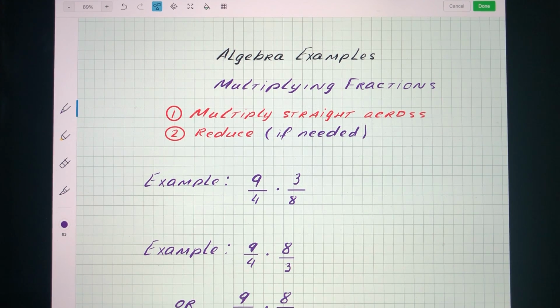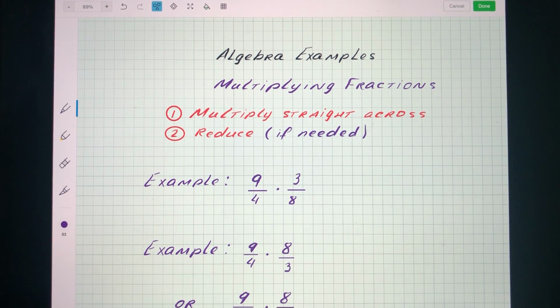Hello, in this video, let's look at how to multiply fractions. When we multiply fractions, we multiply straight across, and then we reduce if necessary. Sometimes we can reduce right away and then multiply straight across. So let's look at a few examples and see how that is done.